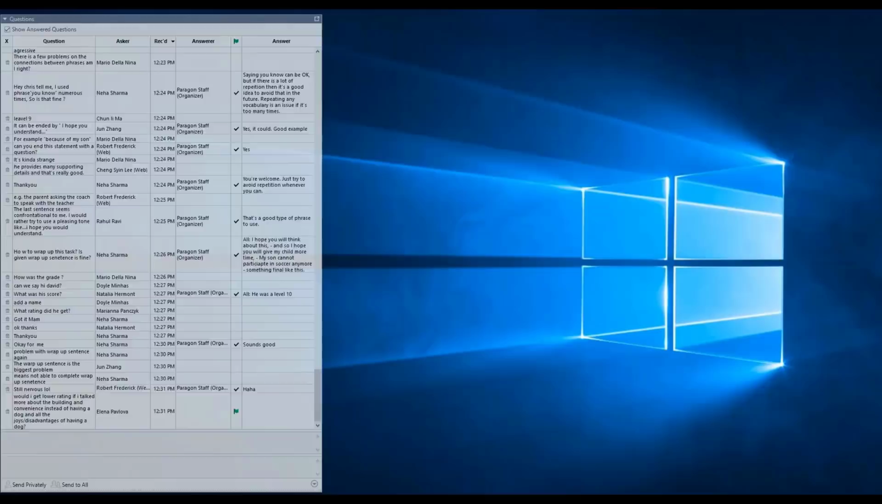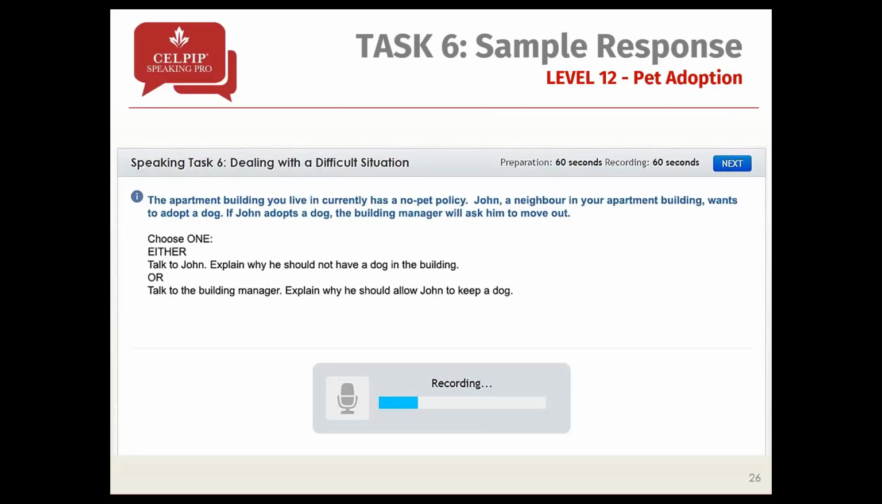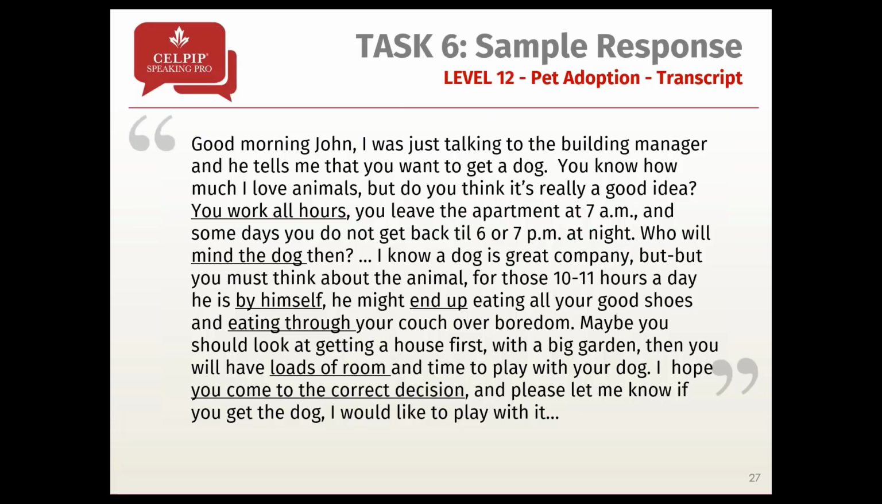All right. Anything you notice about that? It is a level 12. So you'll notice that he did focus primarily on the dog. Okay. He uses really high-level expressions, which are underlined here. He comes up with lots of supporting points.